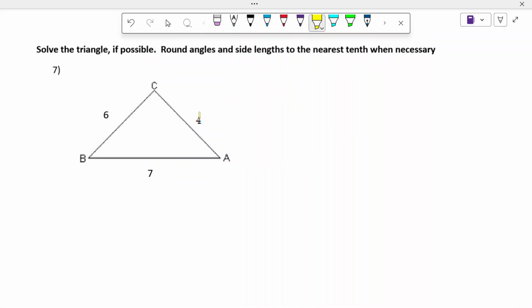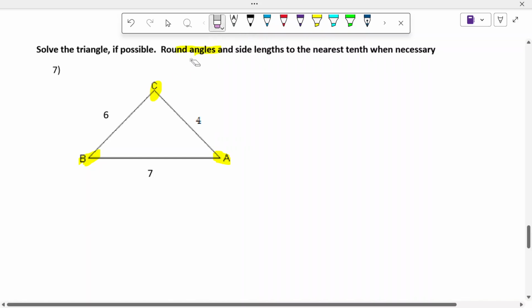And actually, to solve this triangle, it already has all the side lengths. All we need to do is find all three angles. We need angle A, angle B, and angle C. So when we solve this, we're actually finding all the angles. That's all we're really doing.